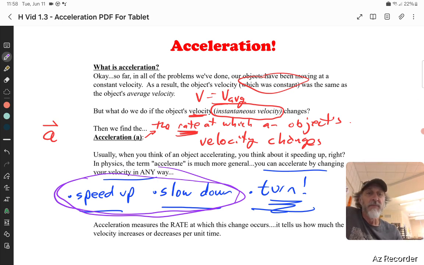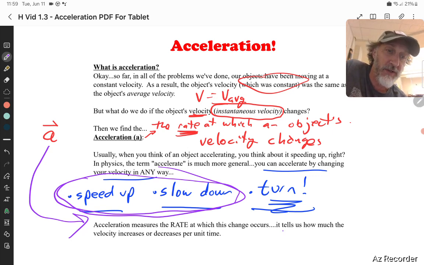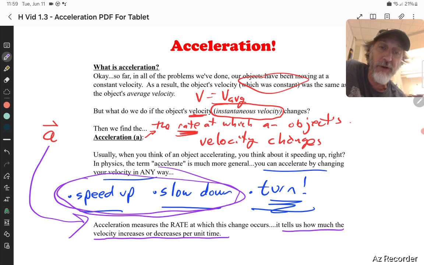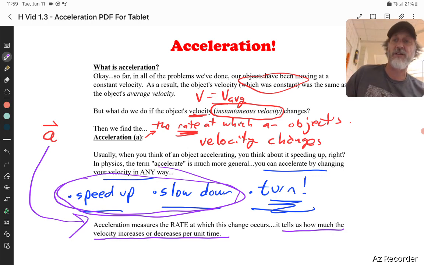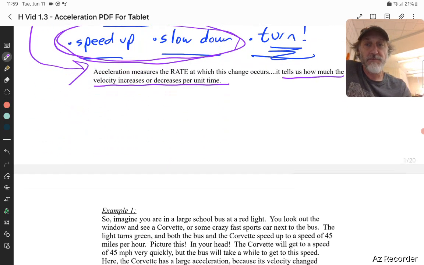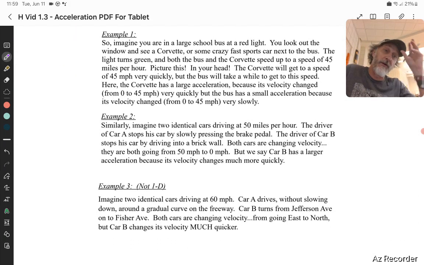All right, so back to acceleration. Remember, acceleration measures the rate at which your velocity changes. Essentially, acceleration tells us how much the velocity increases or decreases per unit time. How much did your speedometer go up or down each second? That's what the acceleration tells us. All right, so a couple quick examples that are not numeric, but just designed to help you think about it.